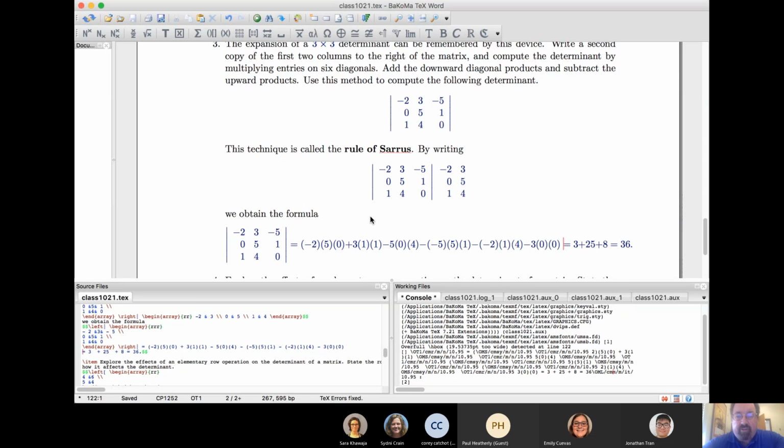So -2, 5, 0 plus 3, 1, 1 plus -5, 0, and 4. Then what you do is you then take diagonals going the other way. So starting from here, -5, 5, 1. So this diagonal. Then you go over to -2 and you do this diagonal. And then over to the 3 and do this diagonal. Those are multiplied and subtracted.